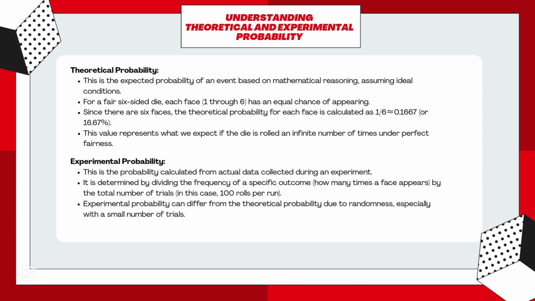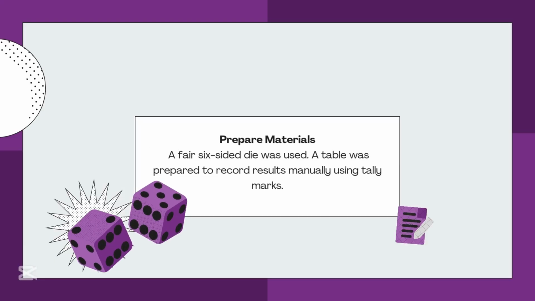Experimental probability, on the other hand, comes from our actual data. It is the frequency of each face divided by the total rolls, which is 100 per run in our case. Due to randomness, this can differ from the theoretical, especially with fewer trials. So now, Ms. Criselda will discuss the methodology to guide us through the process.